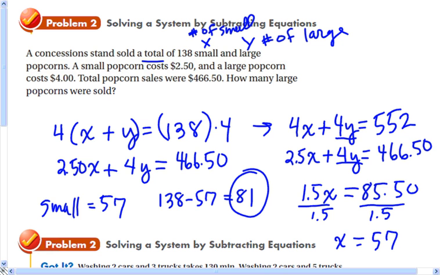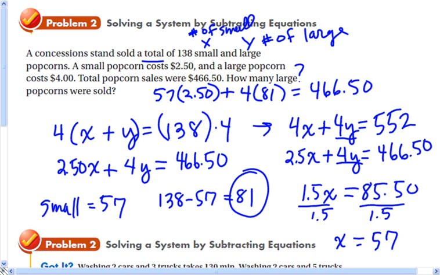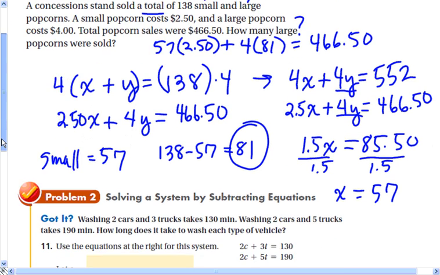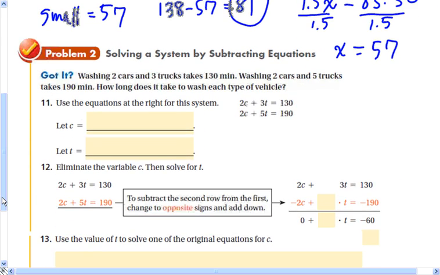I hope, just to check to make sure that's true, we should take 57 times 2.50, the number of small times the price of the small, plus $4 times 81, and make sure that equals 466.50. Question mark there. And that works out. All right, go ahead, you try it. Try setting up an equation and solving it, and check back for the answer.